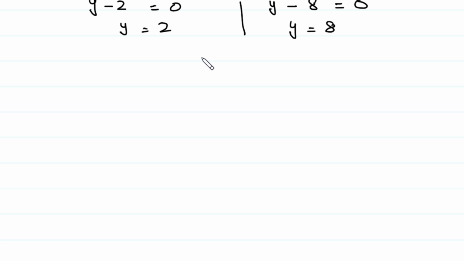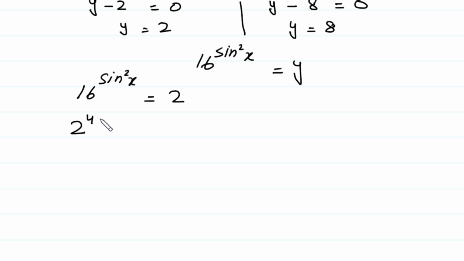We have supposed 16 raised to power sine square x is equal to y. Now in this equation, first we put this value of y 2. 16 raised to power sine square x is equal to the value of y 2, and this 16 can be written as 2 raised to power 4 to the whole power, this power sine square x is equal to 2.